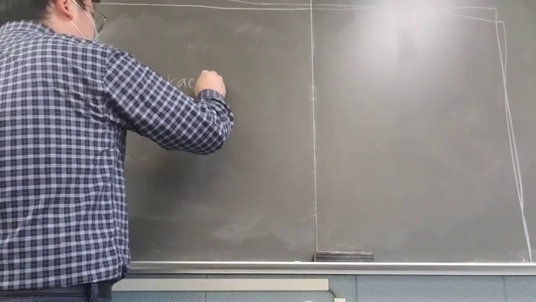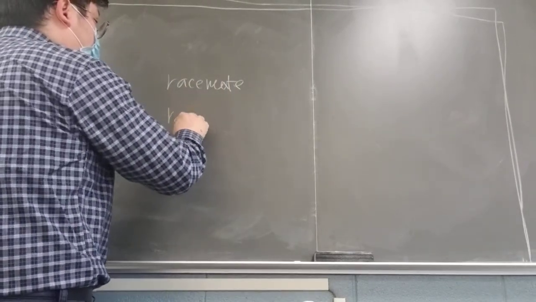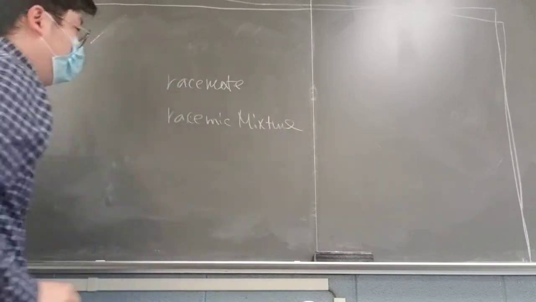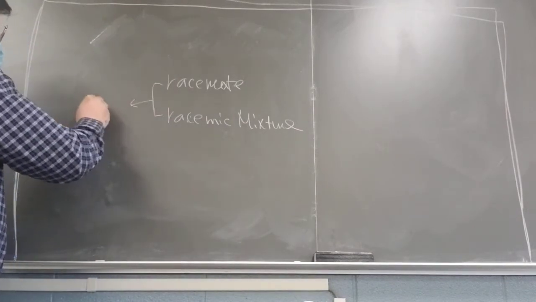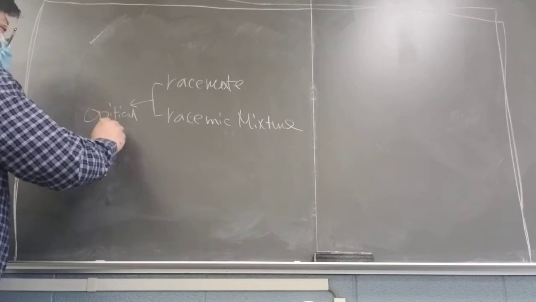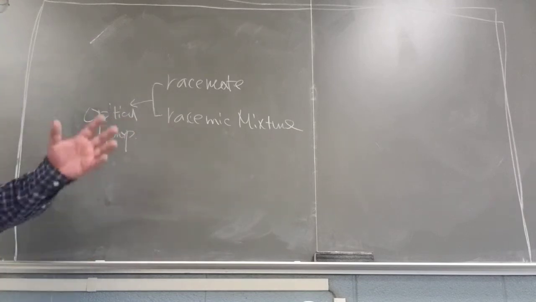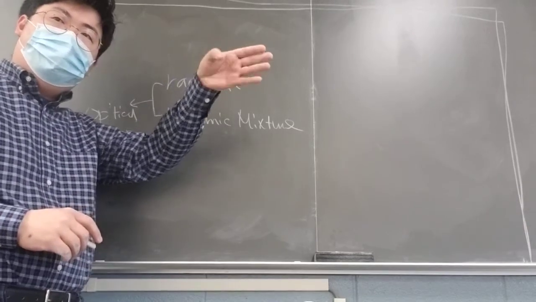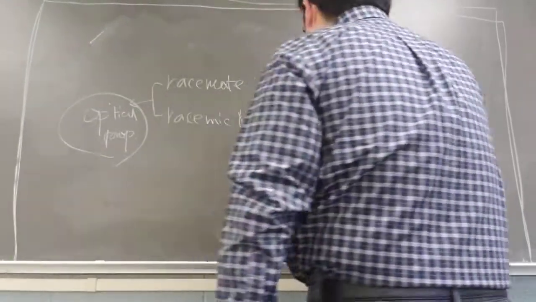Okay, so the first thing I want to talk about is racemate, or you can call this a racemic mixture. The racemic mixture is the reason why we covered optical property. Optical property, you guys remember dextrorotatory or levorotatory? They rotate the polarized light by a certain degree. You guys remember this? This is related to this one. Now here is how you can use this.